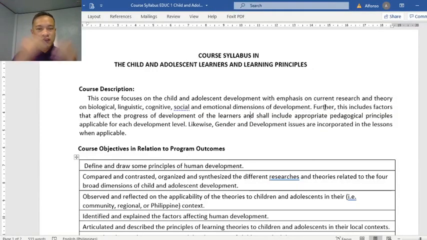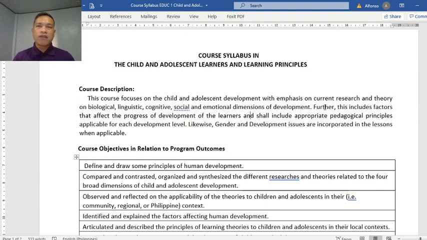Okay? You cannot truly provide the best inputs, the best learning environment, the best learning experience to your learner if in the first place you fail to understand him as a person. It's a prerequisite. Okay? It's a prerequisite. Okay, so that is it.